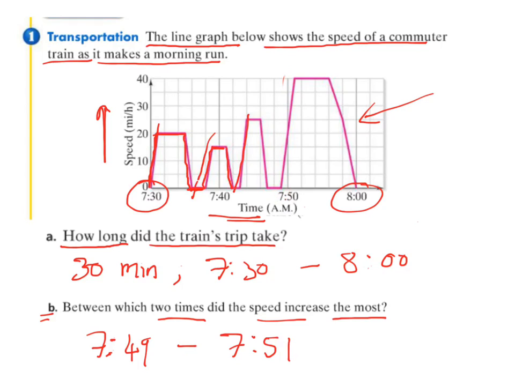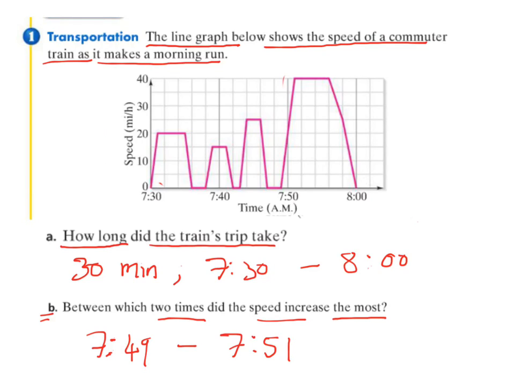So if we just look at the graph once again, look at this, from 7:49 to 7:51. 7:51, because if you drop a line over here, it's going to be 7:51. So the speed increased from 7:49 to 7:51.